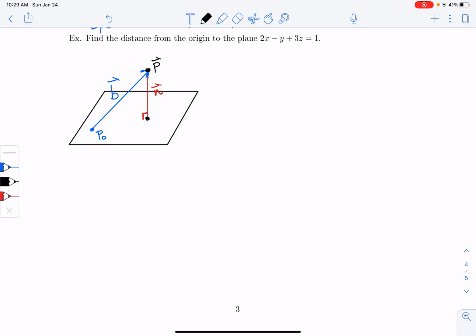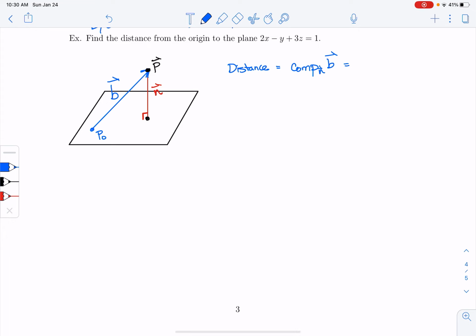Now, why is that? Remember that the projection of one vector onto the other is going to be the amount of B that's in the n direction. And that's actually the distance that I'm looking for. I want to know how much of B is in the n direction. So if I want to find the distance, that requires a projection. That's the component of B in the n direction.